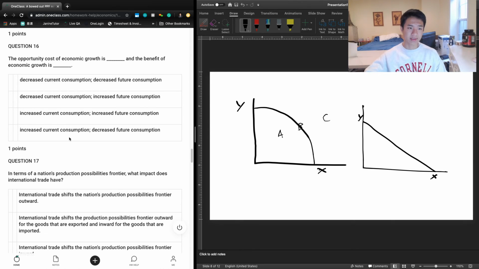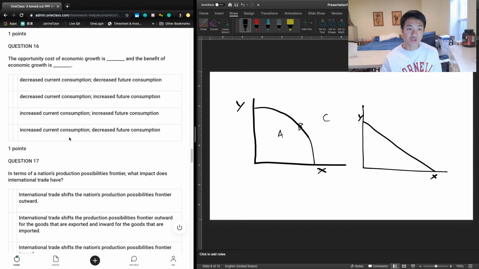Question 16. The opportunity cost of economic growth is what, and the benefit of economic growth is what? And so this is not something directly related to PPF, but it talks about basically the relationship between growth and consumption. So growth is going to require investment. And so you can think about having money as doing two things. You can either spend it or you can save it. And saving is a form of investment. So you can only spend it or invest it. To create growth, you're going to have to invest.